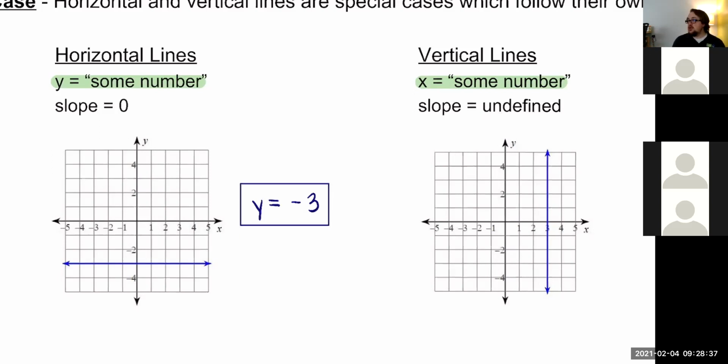Some people will say no slope. I have started to not say no slope because in the past, when I said, okay, horizontal lines have a slope of 0, vertical lines have no slope, a lot of my students would think, oh, 0 means no slope. No, 0 is a slope. It's 0. No slope is no slope. You can't describe it with any kind of value.